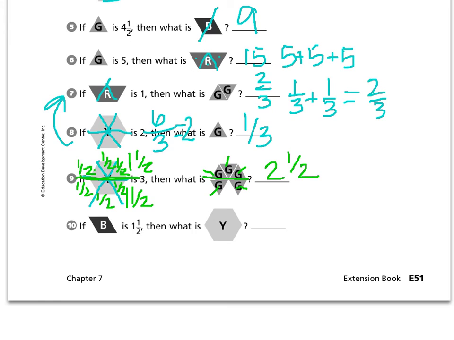Number 10, if b is 1.5, then what is y? I know that b is 2 triangles, so if b is 1.5, what would y be? So I know that each of these would be 2 triangles, so 1.5, 1.5, and 1.5. So I have 3 total with the 1s, and a half plus a half plus a half. That would create another 1, which means I have 4.5.